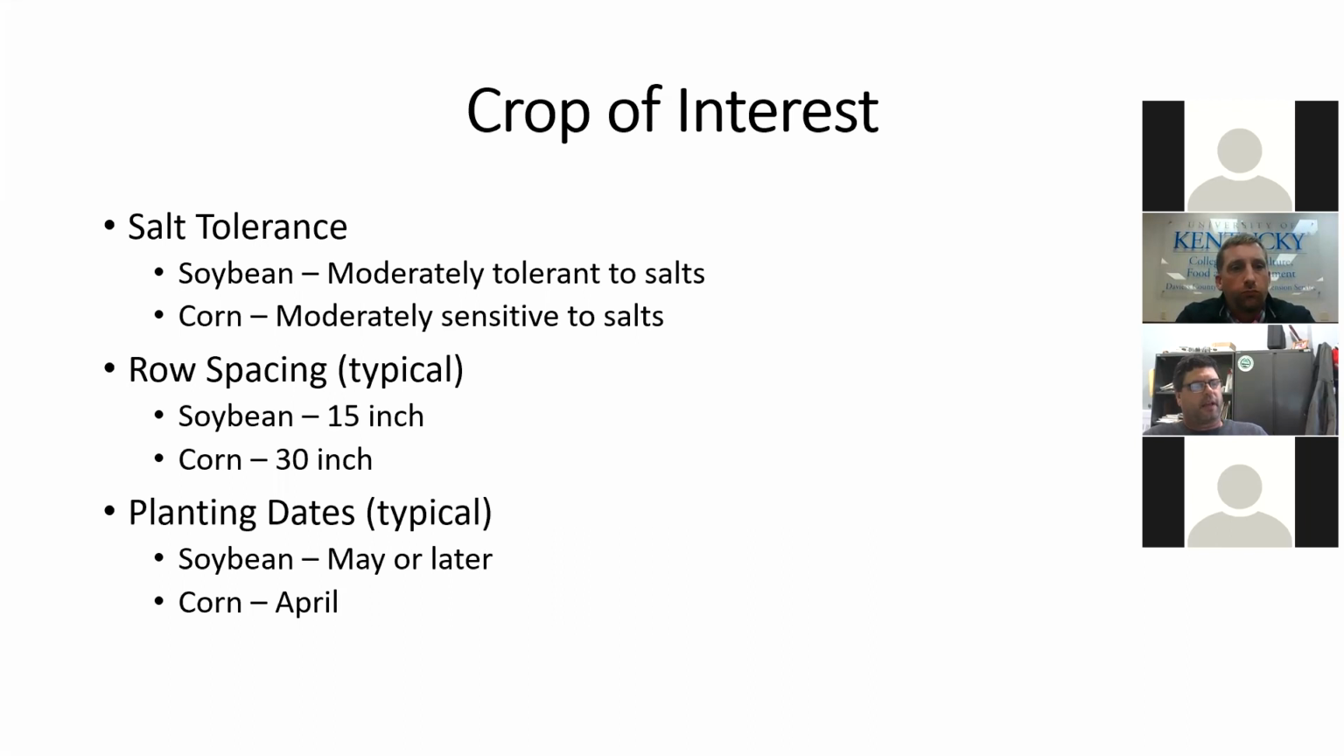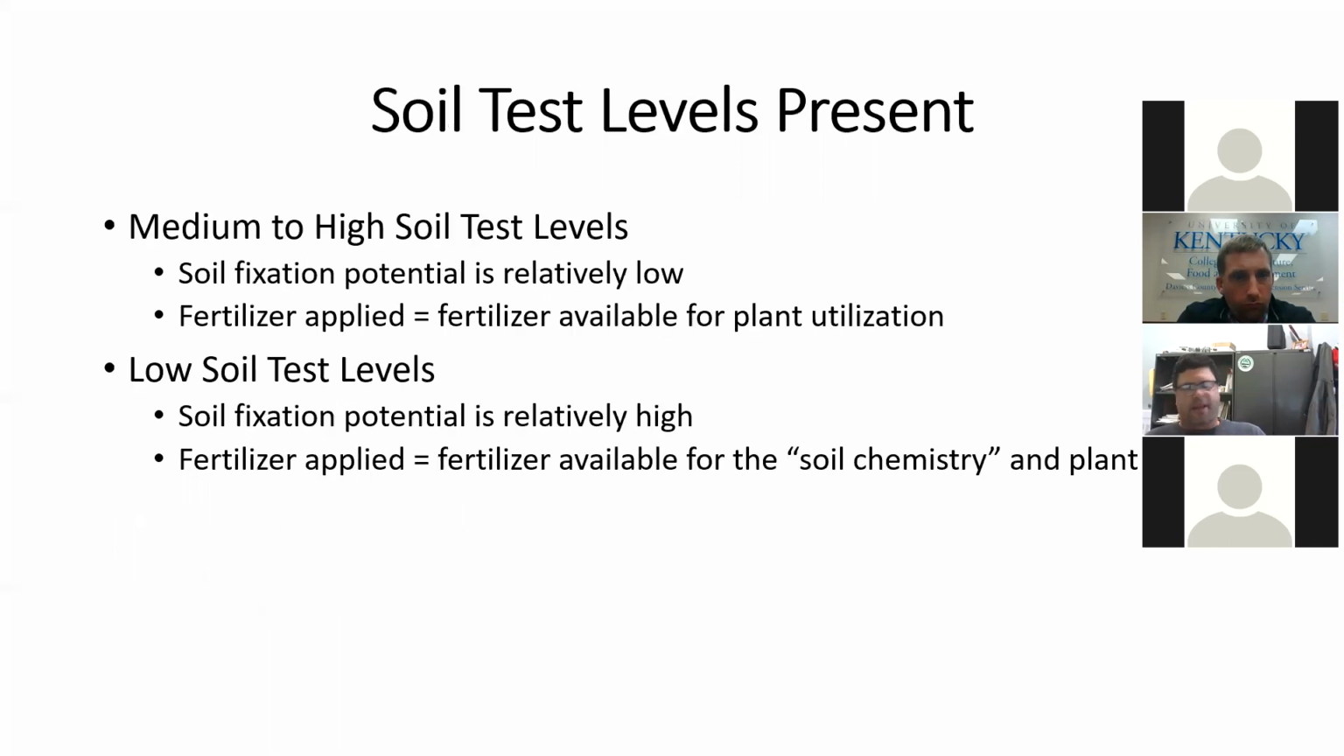And then our planting dates. Typically, we're going to plant our corn quite a bit earlier in Kentucky than we do our soybean. Some people start maybe late March, but April is the typical starting date for these better well-drained soils, whereas we push it back for soybean. And all this is going to come into play when we get into banding or starter fertilizer.